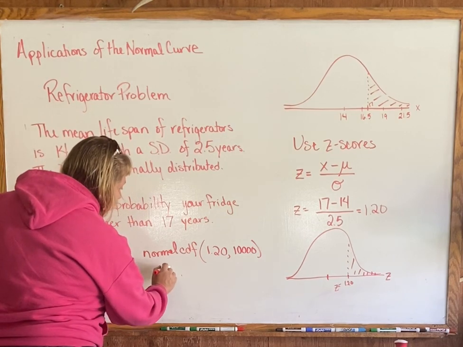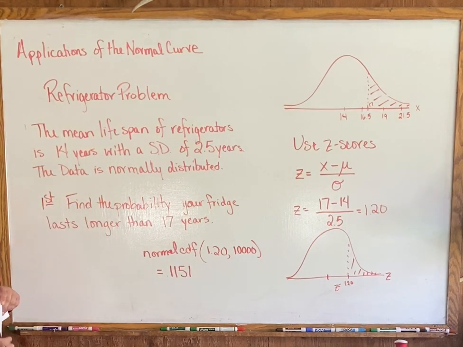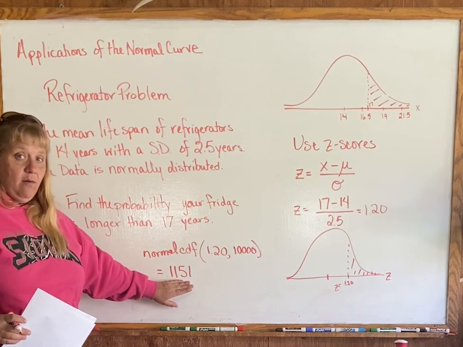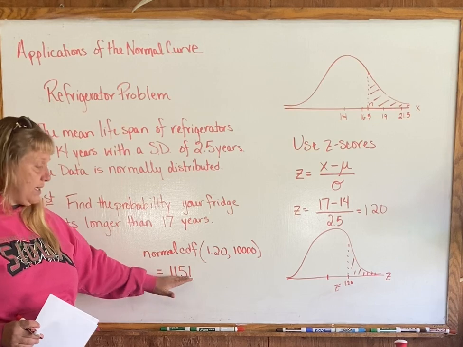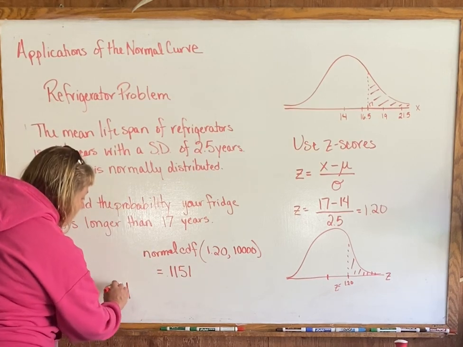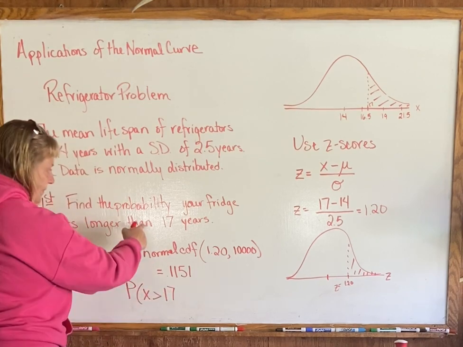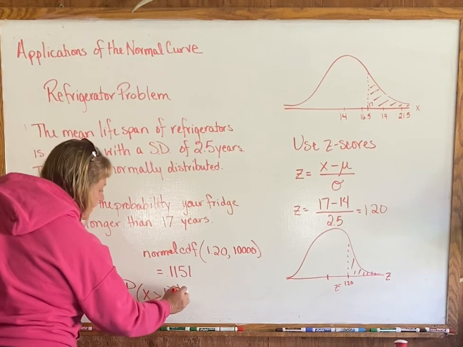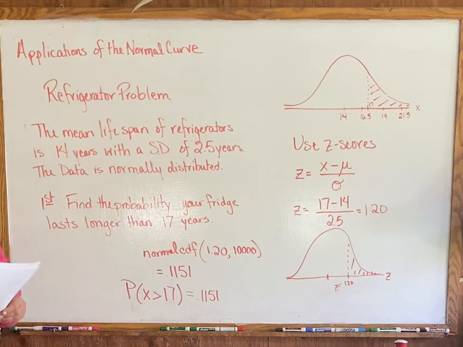And what should pop out is 0.1151. And last but not least, we gotta label this. I also want you to notice that the common form is to have 4 decimal places there, so 1151 is the common. And so we would say the probability that x is greater than 17, right? That's what we want, longer than 17, is equal to 0.1151. So there's an 11.51% chance that your refrigerator will last longer than 17 years.